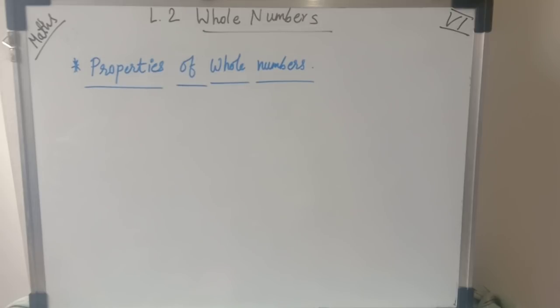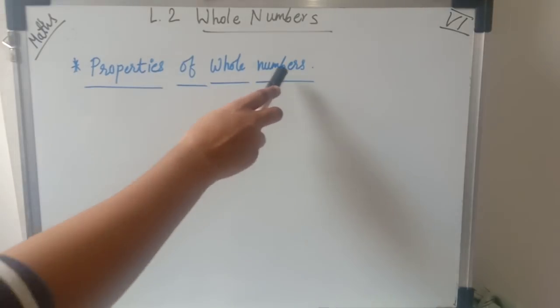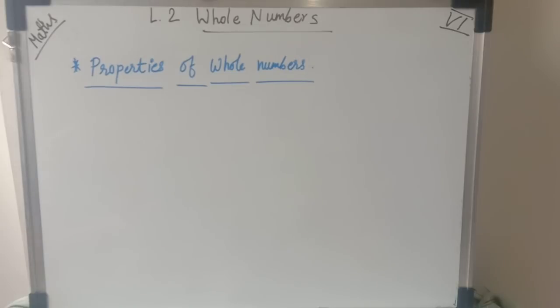In last session we have started the properties of whole numbers. Remember, when we are learning whole numbers, these properties are mainly related to two main operations, that is addition and multiplication. In last session we have started the properties related to addition. In this session we are going to revise what we have learned.